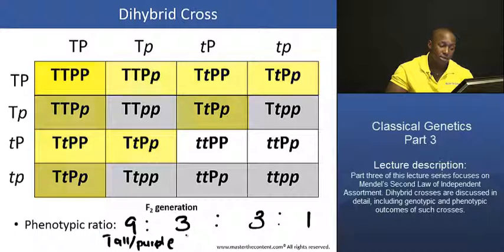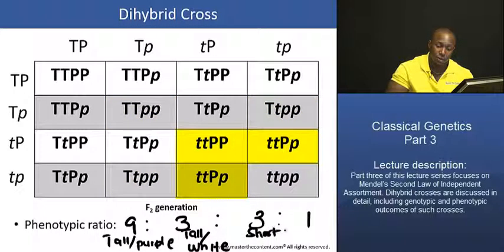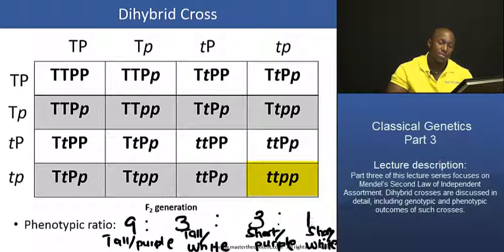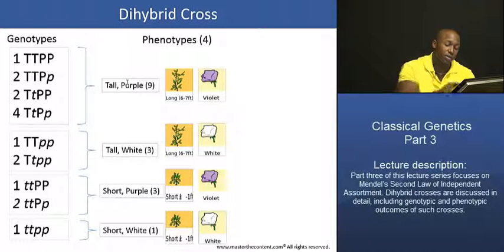We have 3 plants that are tall and white. We have another 3 that are short and purple. And we have 1 that is short, so only 1 that has both recessive traits, 1 that is short and white. So as you can see, the 9 to 3 to 3 to 1 phenotypic ratio is observed in this dihybrid cross as well. So all in all, we have 9 different genotypes.